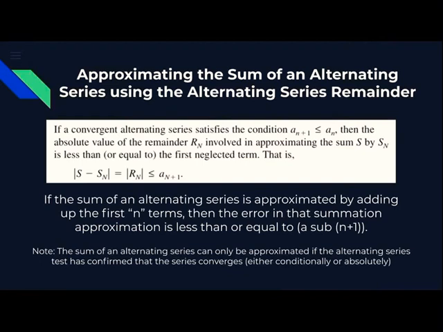Note that the sum of an alternating series can only be approximated if the alternating series has confirmed that the series converges, either conditionally or absolutely. So this won't work if the alternating series does not converge. If it diverges, then you can't approximate the sum.